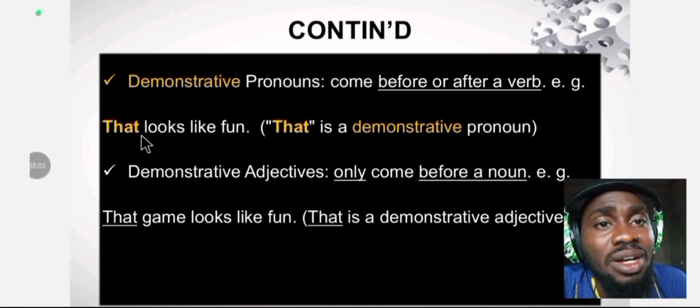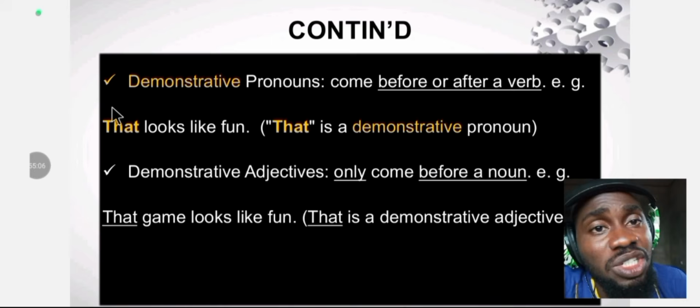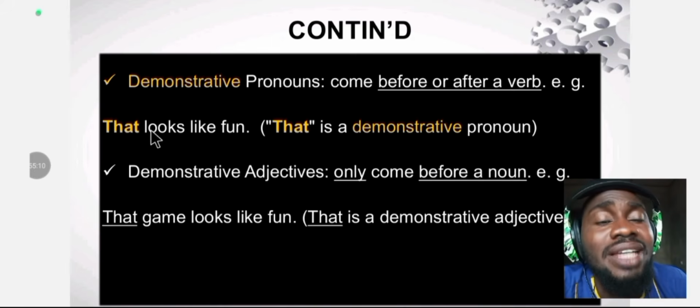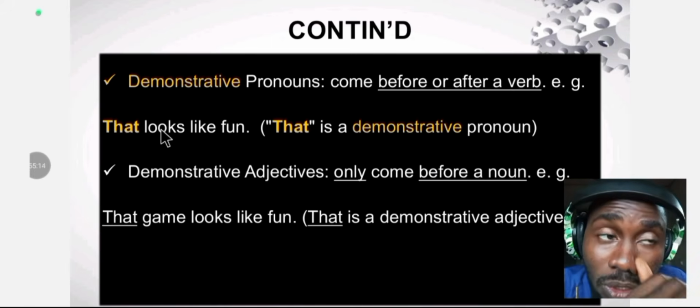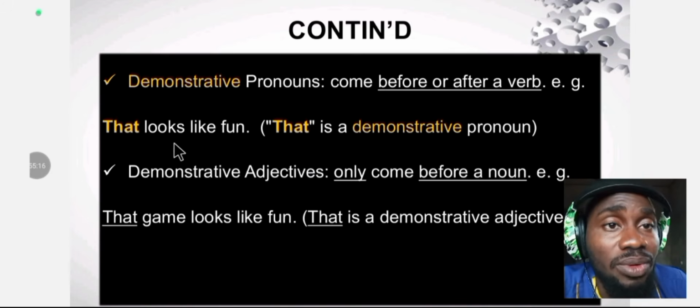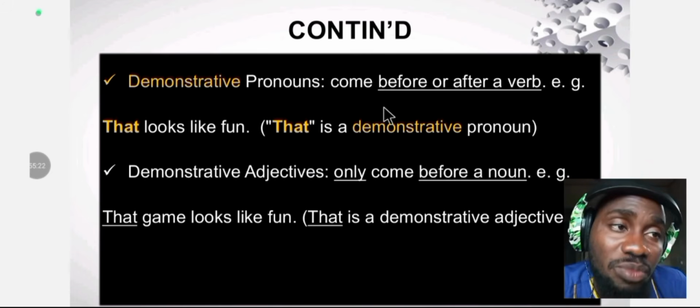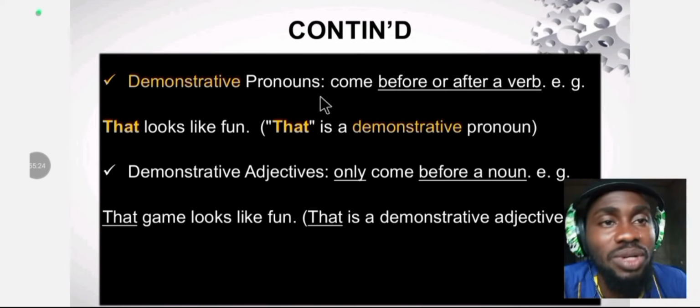The word we are talking about here is that, okay? Then the word next to that is looks. And looks is a verb, okay? Remember, when it's used close to a verb, it is regarded as a what? A demonstrative pronoun. That is a demonstrative pronoun in this sentence.